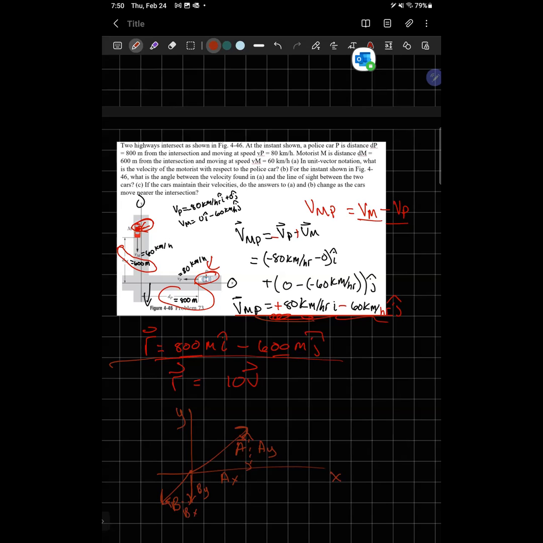And what you could do is just solve for the thetas respectively, and subtract them. And what else could you do? You could probably add the vectors and then solve for the angle of that particular vector. And that'll probably give the right answer too.